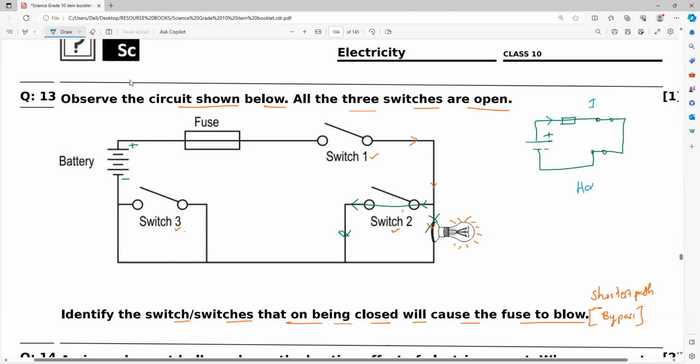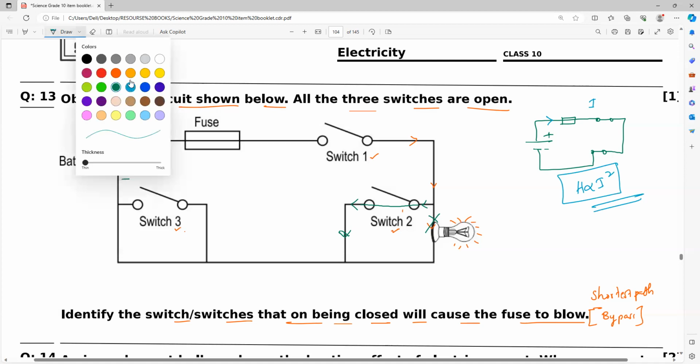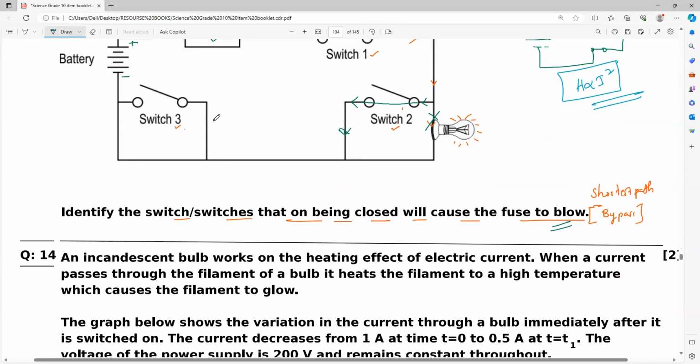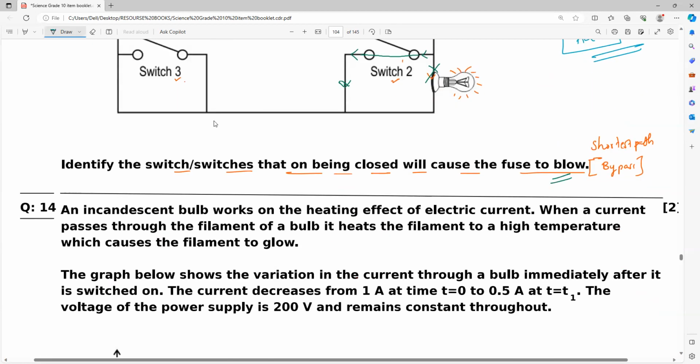Then according to Joule's law of heating, H is directly proportional to I square. So what will happen, everybody? The fuse will break, or the fuse will blow or melt. So that's the reason. Identify the switch or switches that, on being closed, will cause the fuse to blow. What are the switches? Everybody. Switch 1 and 2. So that is what you have to remember.